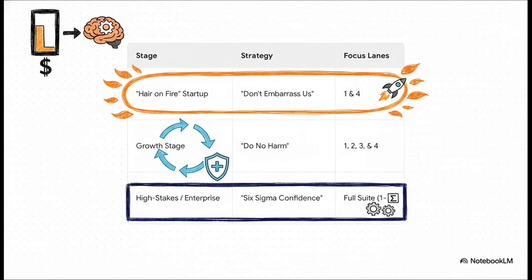It all comes down to your trust budget. Basically, how much room do you have to be wrong? If you're a scrappy startup with your hair on fire, your strategy is just don't embarrass us. You focus on lanes 1 and 4. Does it work and will it crash? As you grow, you move to a do-no-harm strategy, adding regression and performance tests. And for the big, high-stakes enterprise stuff, you need Six Sigma confidence. And that means running the whole suite, all 6 lanes.